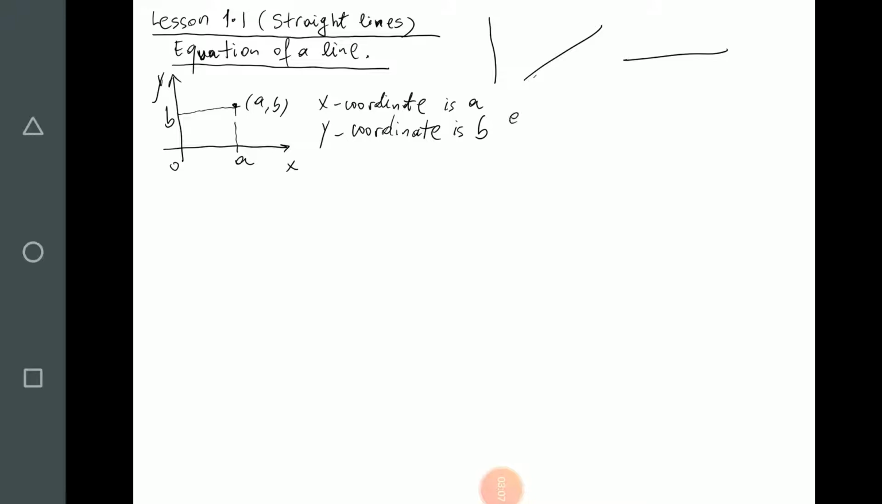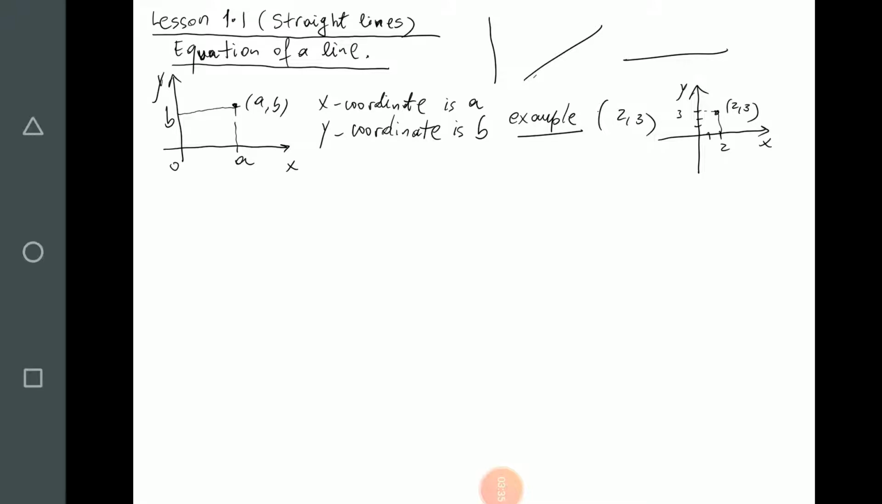So as an example, let's say I want to represent the point of coordinates 2 and 3. Then in my coordinate system, I measure 2 units on the positive side, 1 and 2, and then 3 units on the positive side over the y-axis, and then draw the lines parallel to the axis, and that's the point of coordinates 2 and 3.